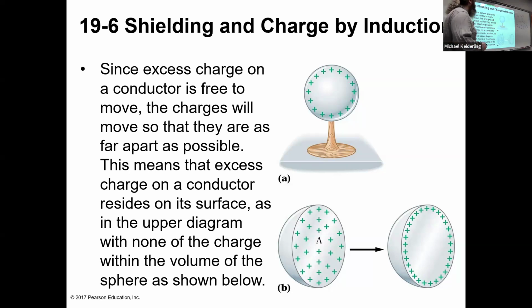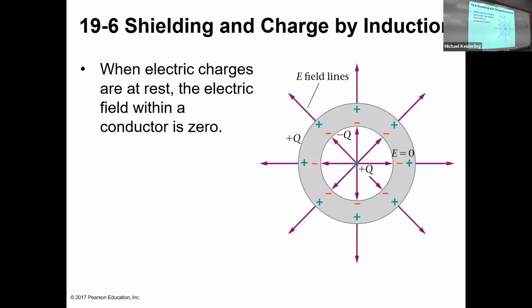What this means is that effectively, this conductor, by moving all the charge to the outside, shields the inside from that charge. So if electric charges are at rest, the electric field within a conductor will always be 0.